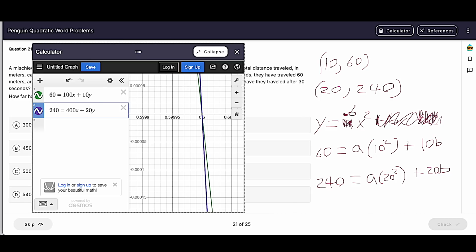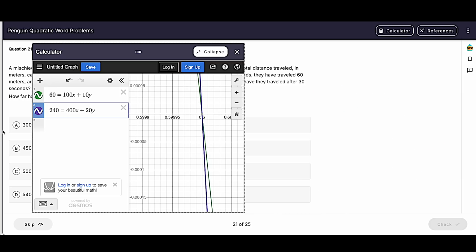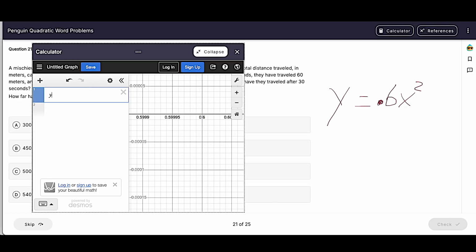Let me start over here and write that fresh. That's our equation, right? Because again, they told us that the y-intercept c was 0, and we just learned that a is 0.6 and b is also 0. So this is our entire equation. And now we can plug this into Desmos. So y equals 0.6 x squared.